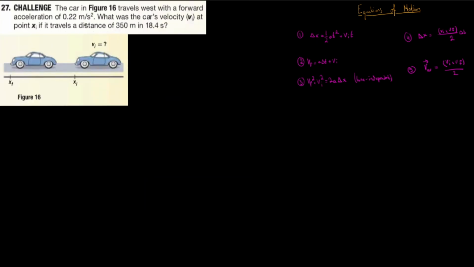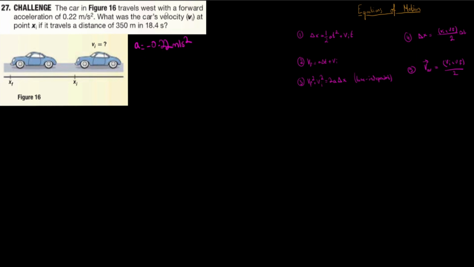So here we have a car, and it moves west, so negatively, with a forward acceleration of 0.22 meters per second. But since it's moving westward, it's moving in the negative direction, which is why the acceleration will be negative, because negative times positive is negative. So the direction is negative, and the acceleration is positive, but it doesn't matter because the direction is negative. So it's moving negatively at an acceleration of negative 0.22 meters per second squared.